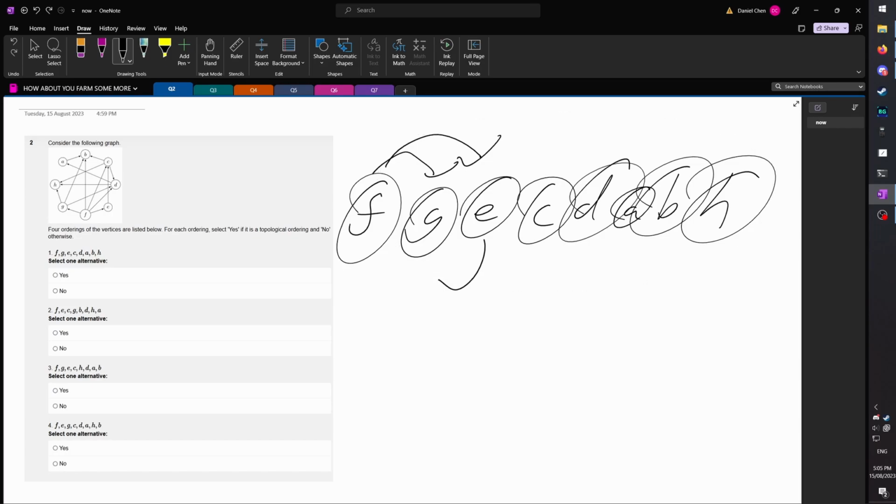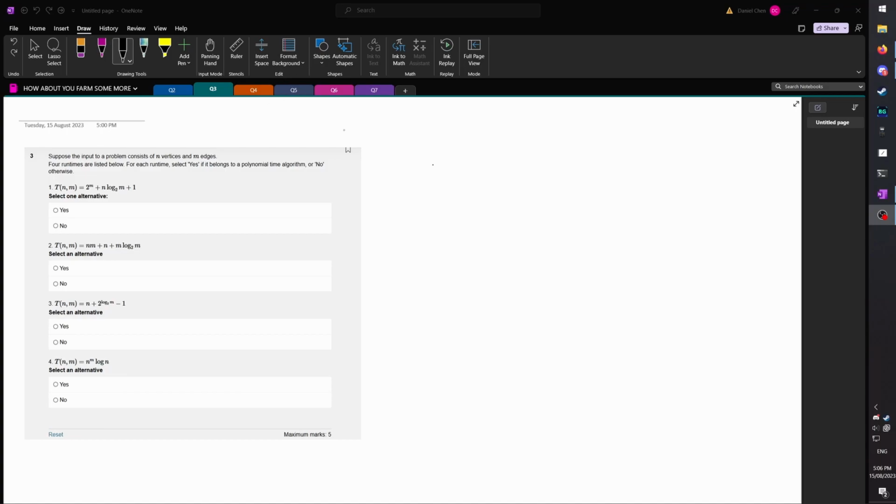It's pretty simple. Question 3 is a nice and simple one. We have to make sure that it's in polynomial time. So basically, if it's in polynomial time, it will be bound by some n, m to the power of k, where k is really anything. In this case, you have 2 of them, so this is not polynomial.